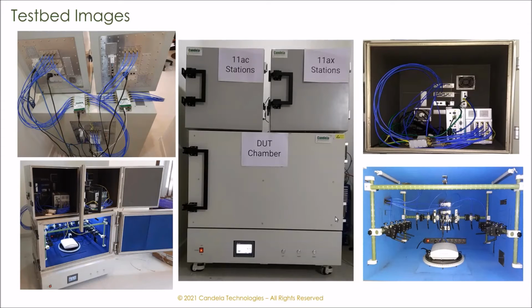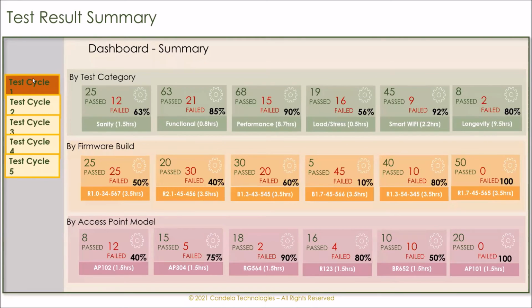These products, these chambers, everything, customers buy from us, and they keep this entire setup directly in their CI/CD pipeline for their QA testing. Now we generate some reports. This is a dummy report, but many of our customers use this kind of dashboard. We run a test, for example a sanity test: 25 test cases passed, 12 failed, 63% passing. We have results for smart Wi-Fi, load test, stress test, performance functional test, longevity test, and we can also develop multiple more. We have test results by test category, by firmware build, and by access point model. So we play a major role in CI/CD automation for that.